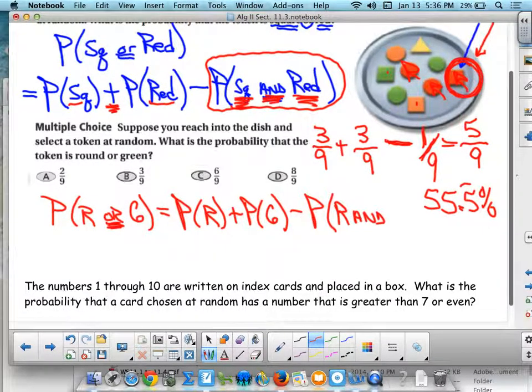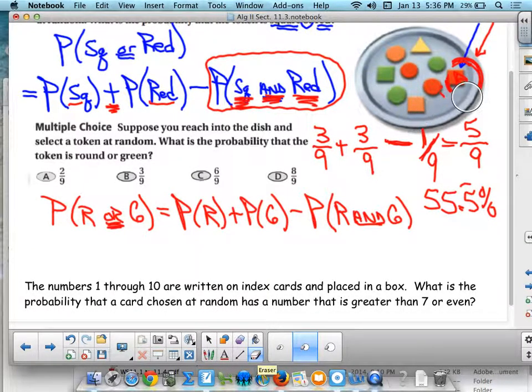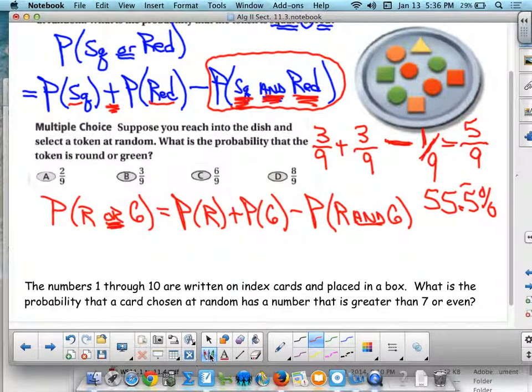Now, again, this is kind of like the last problem. I kind of have to look at the dish again, so I'm going to erase a couple things here. If I look at the dish, the chance it's round is 1, 2, 3, 4, 5 rounds out of 9, plus the chance it's green, 1, 2, 3 out of 9, minus, now, if this is mutually exclusive, these two things can't happen. Round and green, I see round and green here, I see round and green there, so it can happen. This is not mutually exclusive.